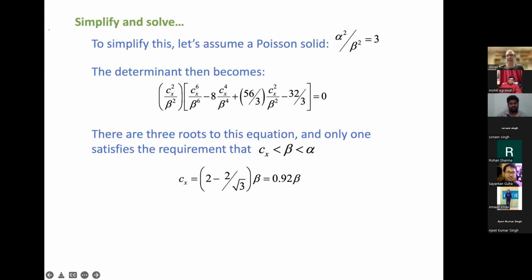And there are 3 roots to this equation because it's an equation in c sub x squared. And only one satisfies the requirement that c sub x is less than beta, which is less than alpha. And when you solve for that root, you get c sub x equals 2 minus 2 over square root of 3 times beta, which is roughly 0.92 times beta.